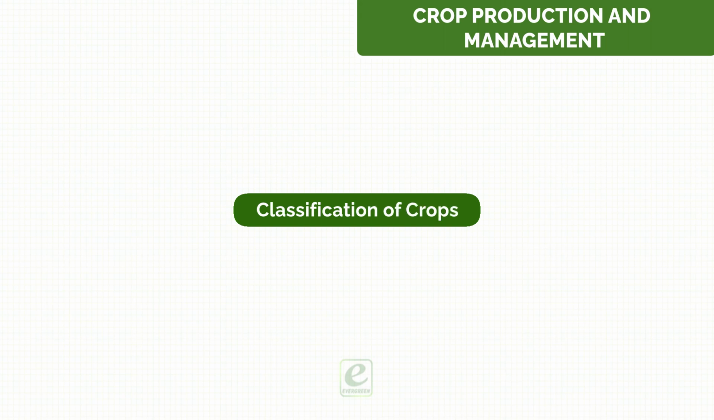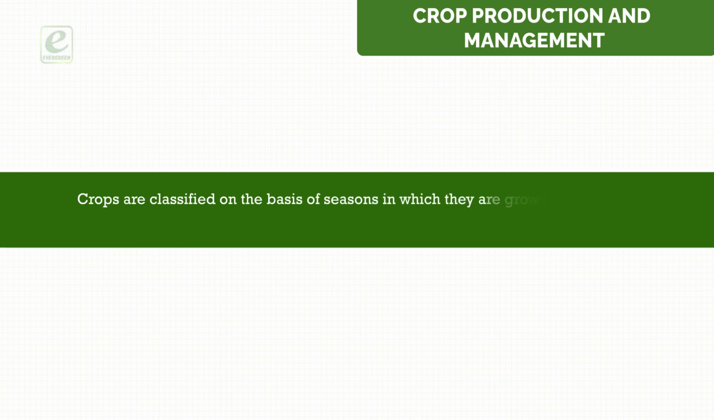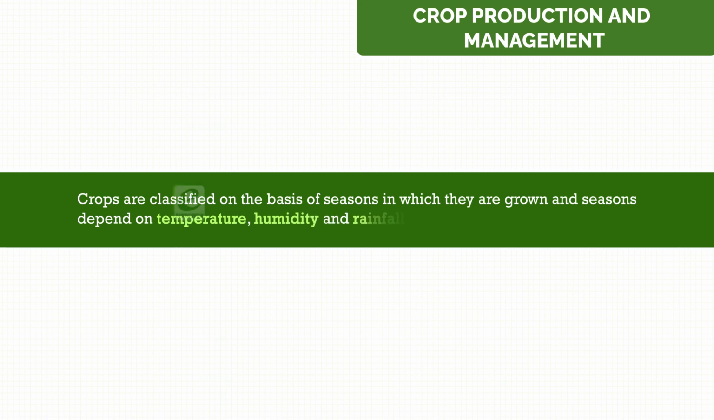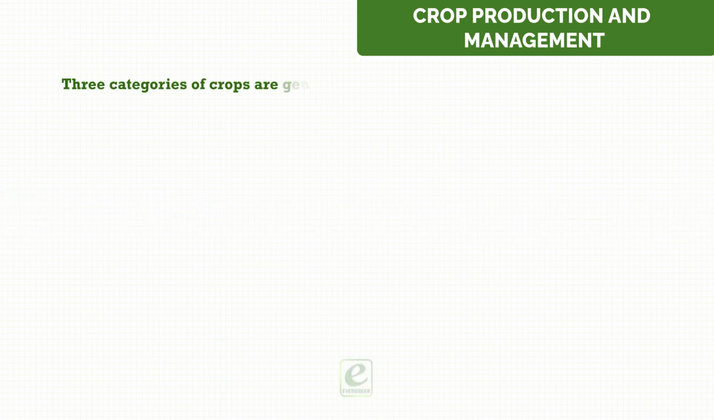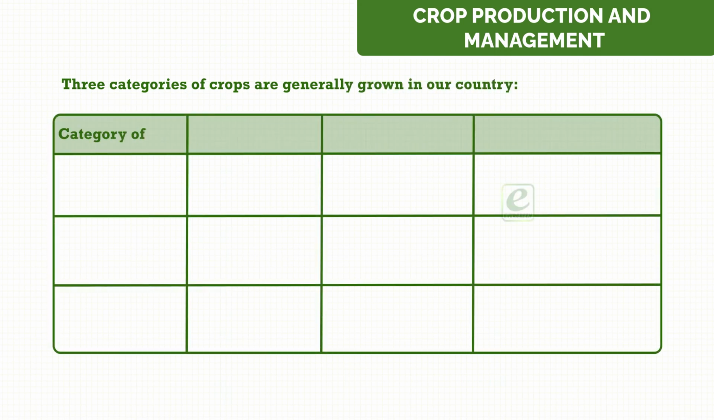Classification of crops. Crops are classified based on seasons in which they are grown, and seasons depend on temperature, humidity, and rainfall. Three categories of crops are generally grown in our country. Category of crop, time of sowing, time of harvesting.